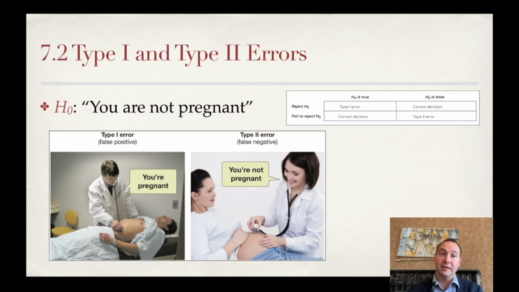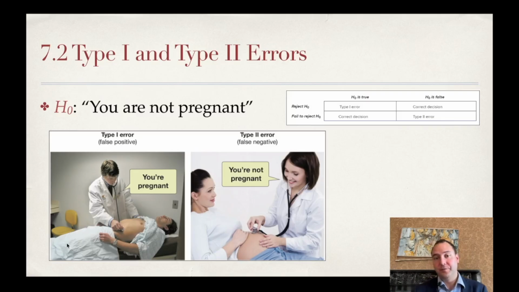Either we reject the null hypothesis and think that you are pregnant, or we fail to reject the null hypothesis and we assume that you are not pregnant. Now, if we make an error, we might make a type 1 error if we say that you're pregnant when you are not. In this example down here, this man is clearly not pregnant, but the doctor is saying you are pregnant. This is a false positive. In other words, they're falsely rejecting the null hypothesis by saying you are pregnant.